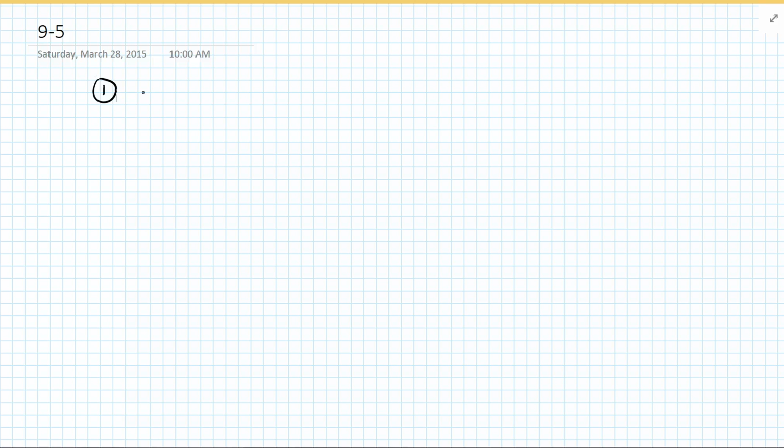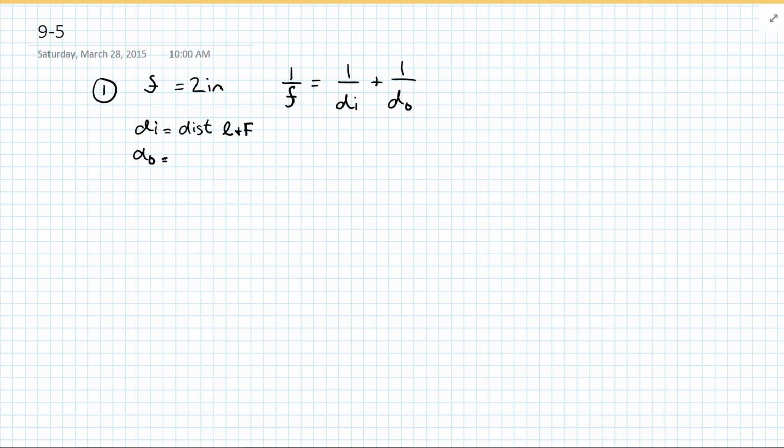The focal length F of a camera is 2 inches. So we know F is 2 inches. The equation for a lens is this: 1 over F is equal to 1 over DI plus 1 over DO, where DI is the distance between the lens and the film, and DO is the distance between the lens and the object.